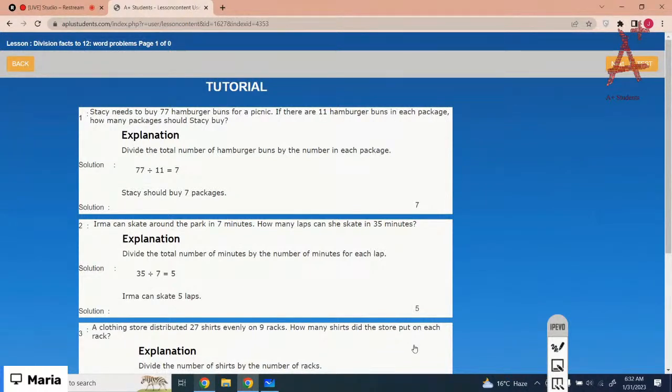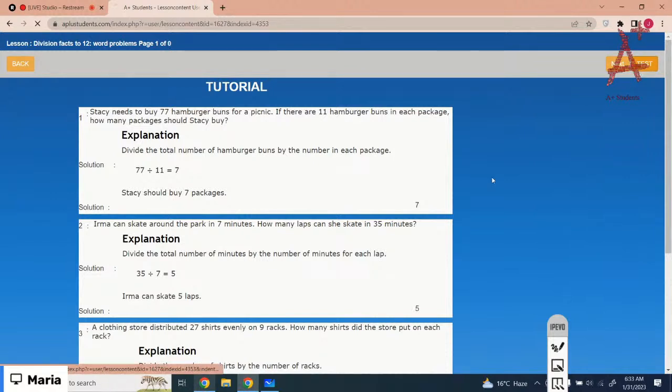Stecky needs to buy hamburger buns for a picnic. If there are 11 hamburger buns in each package, how many packages should Stecky buy? So basically you have to divide 77 by 11. Got it? So 11 times what number is 77? 11 times 7 is 77. Got it? That means Stecky should buy 7 packages.